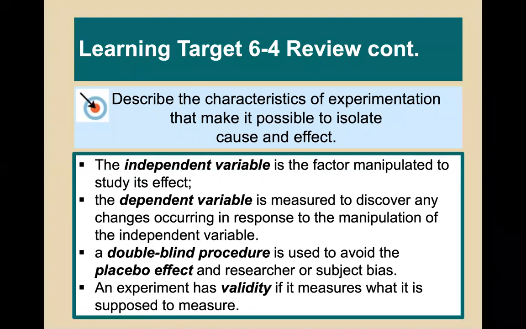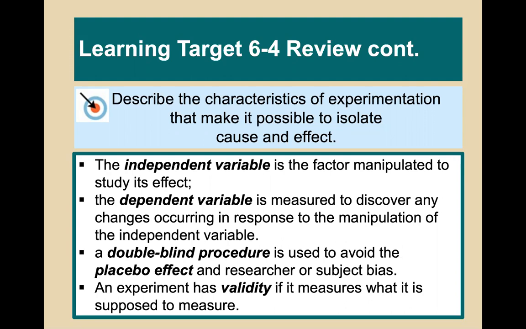And finally, our last learning target for this module, describe the characteristics of experimentation that make it possible to isolate cause and effect. Well, the independent variable is the factor manipulated to study its effect. So in the music and plant growth, if we played music for the experimental group, but not for the control group, and we then found that those plants that listened to music grew much faster, we would say that there was an effect of the music on plant growth. The dependent variable in that study would be the growth of the plant. The dependent variable is measured to discover any changes occurring in response to the manipulation of the independent variable.